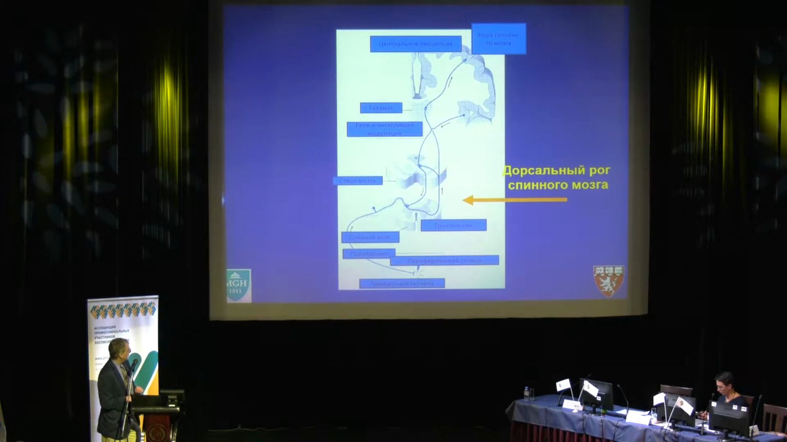The first order sensory neuron is what constitutes the peripheral nervous system. And then the central nervous system includes the second order sensory neuron, which has its cell body in the dorsal horn of the spinal cord, crosses the midline, and ascends to the thalamus, where it synapses with the third order sensory neuron, which proceeds from thalamus to sensory cortex.